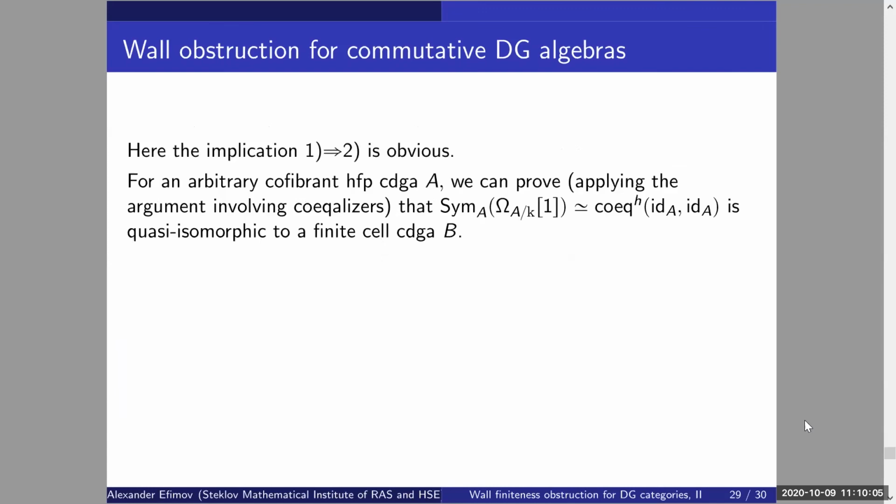But now, if we apply the same generalization of this topological argument, with the same picture with coequalizers, we obtain that this coequalizer of the identity in itself, which is just Hochschild homology, which is the symmetric algebra of one-forms shifted by one, will be quasi-isomorphic to a finite cell commutative DG algebra. And then what you need to do after that is just to kill this omega A.